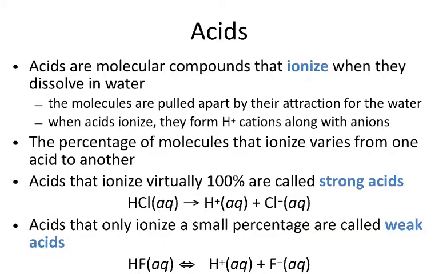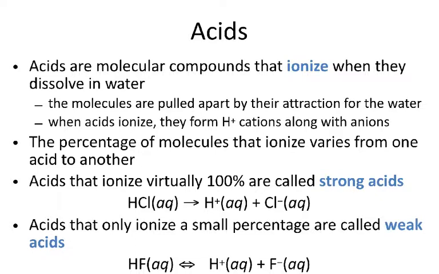Acids are molecular compounds that do ionize when they dissolve in water. The molecules are pulled apart because they have a strong attraction for the water, and they're going to form H plus cations along with anions. Now, we break acids up into two categories based on how much they ionize in water. Ones that ionize virtually 100% are called strong acids. So hydrochloric acid is a strong acid. When it's dissolved in water, it's essentially broken up into H plus Cl minus.